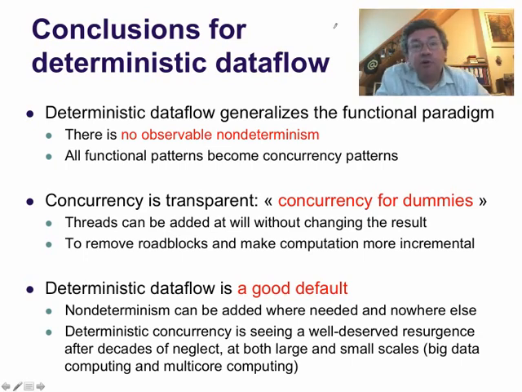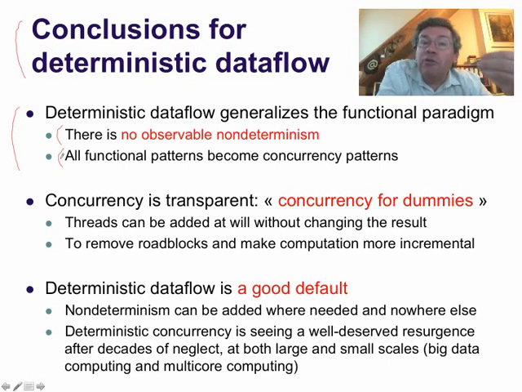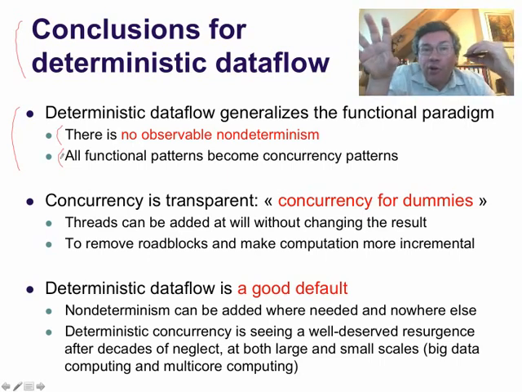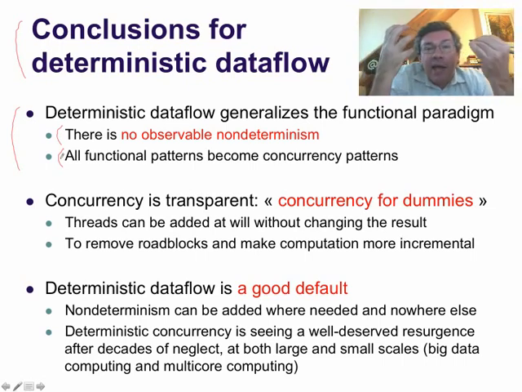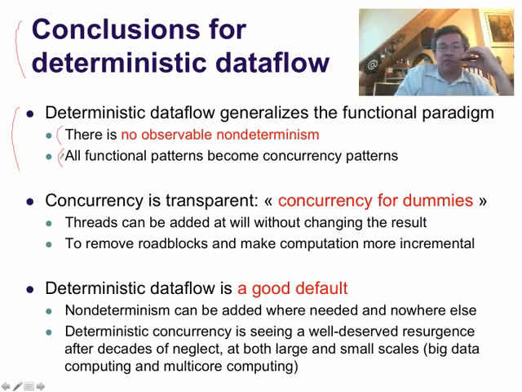Let me start by concluding what we learned about deterministic data flow. First of all, deterministic data flow is a very simple paradigm for concurrent programming. It generalizes functional programming. It has a very nice property: no observable non-determinism, or no race conditions. In fact, all the functional programming techniques generalize to become concurrent programming techniques, which is very interesting. You can take any book on functional programming and look into the different ways that things are done and give them a second life, a second meaning in terms of concurrent programming. So that's the first point.